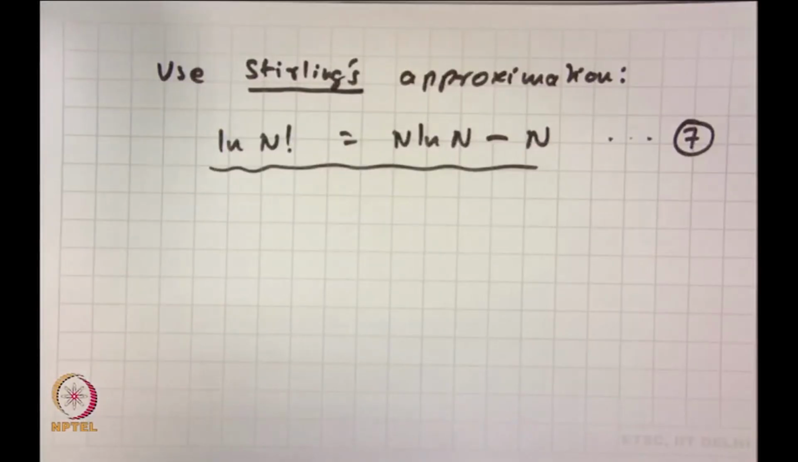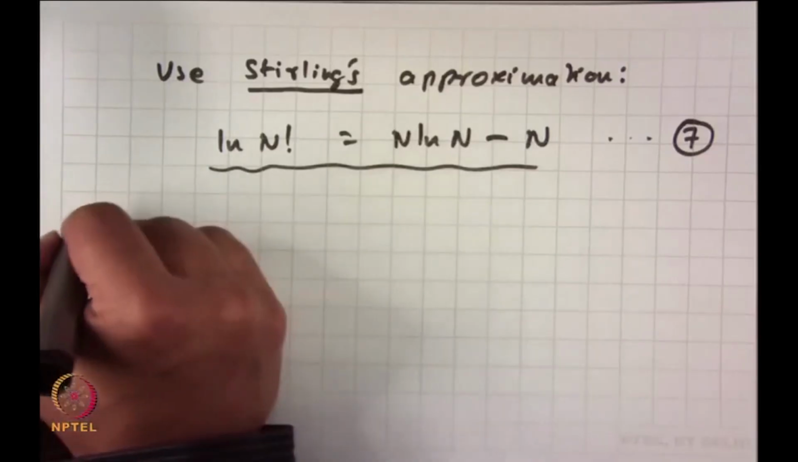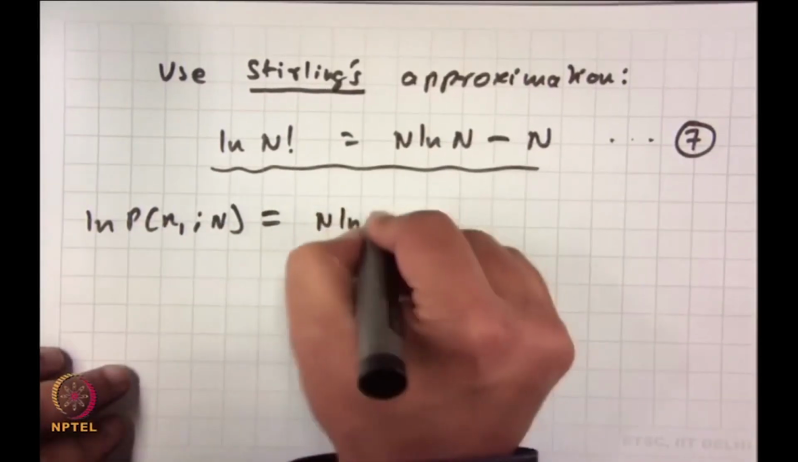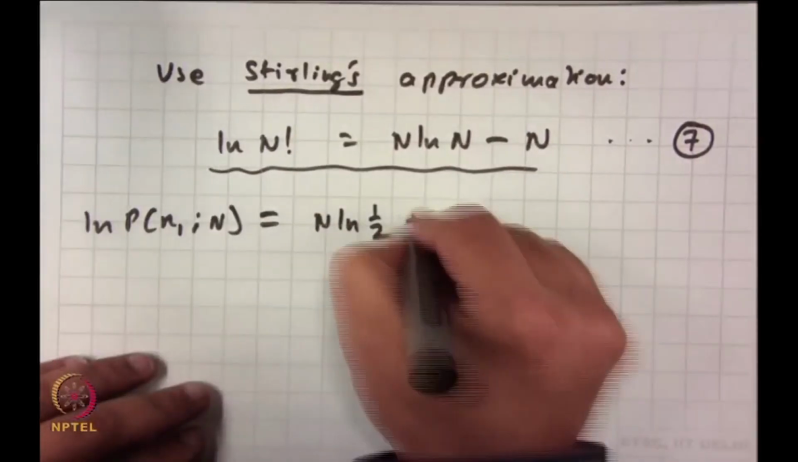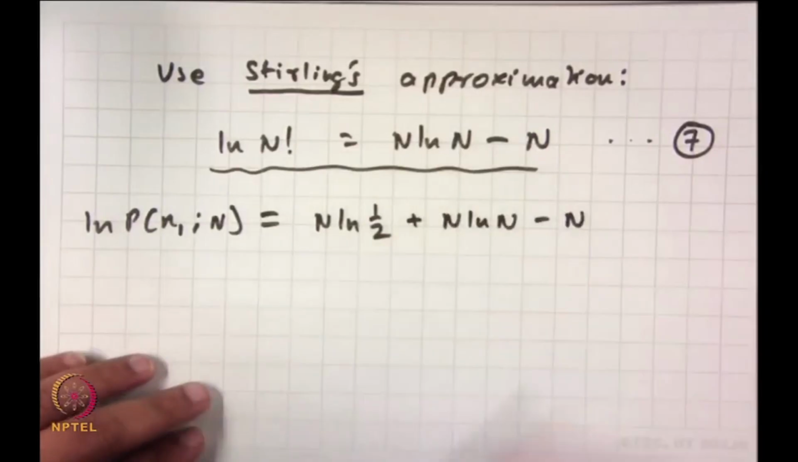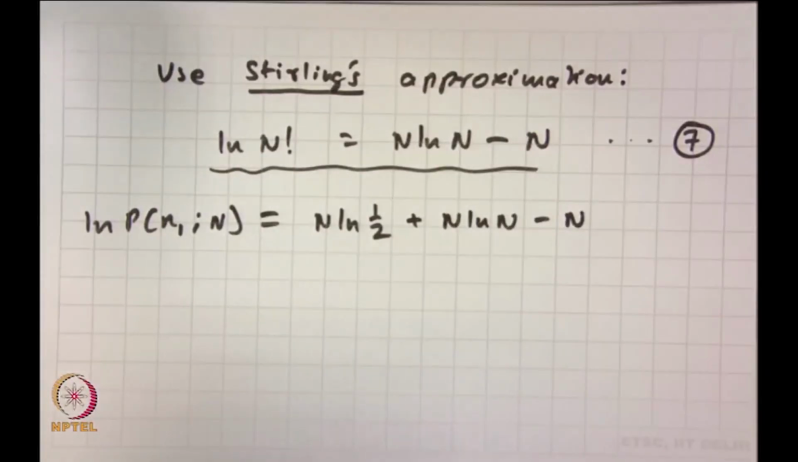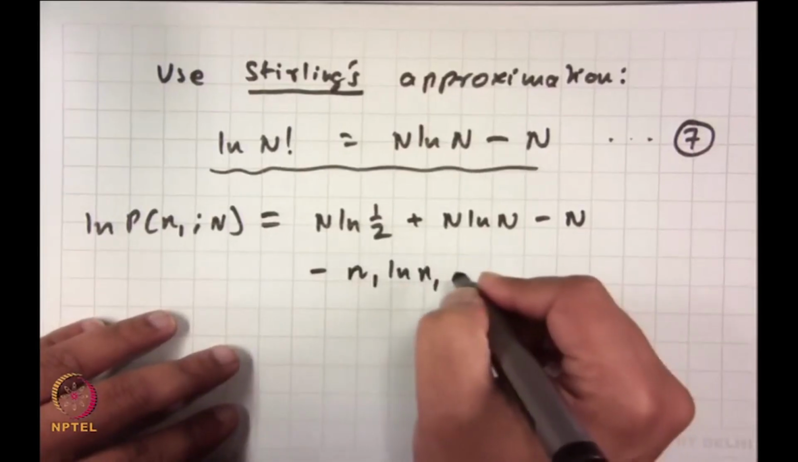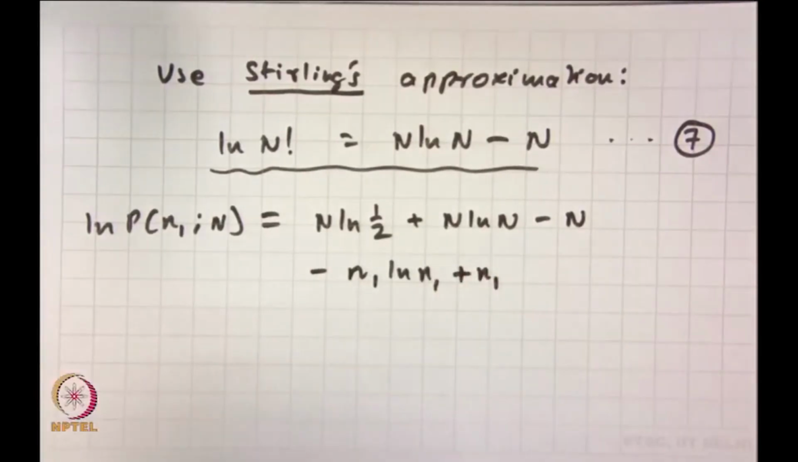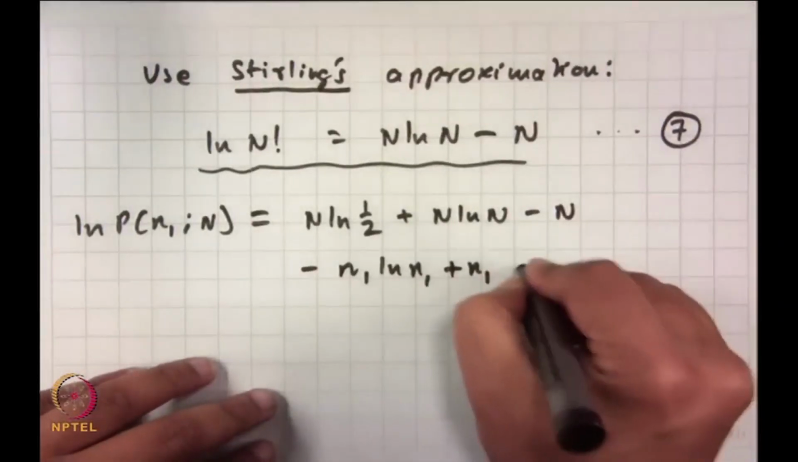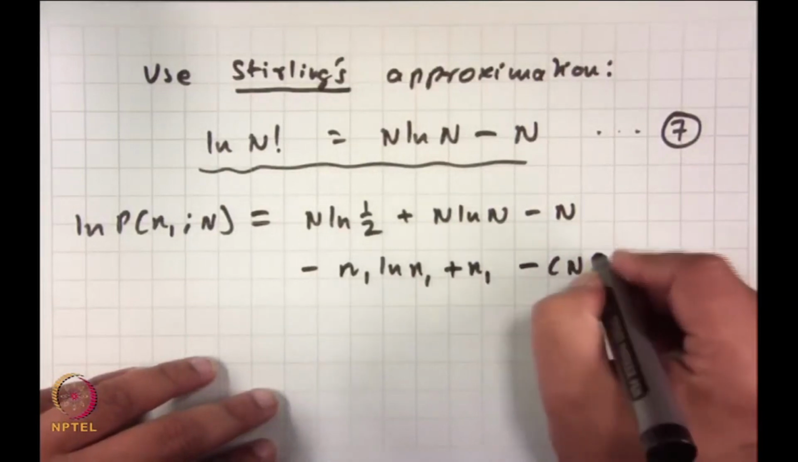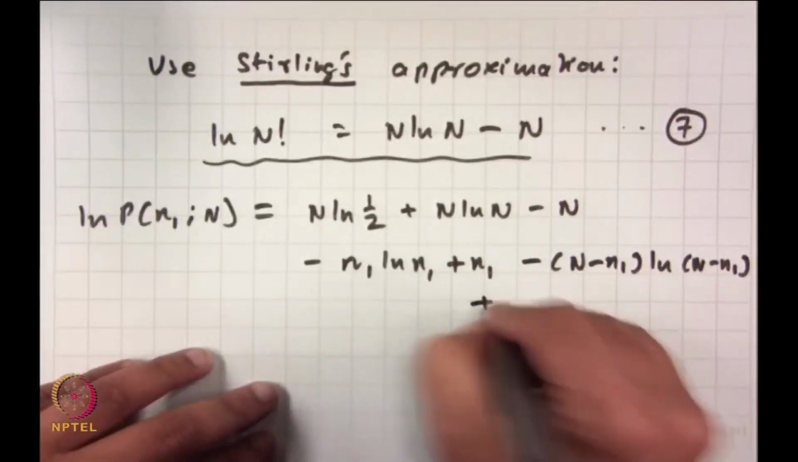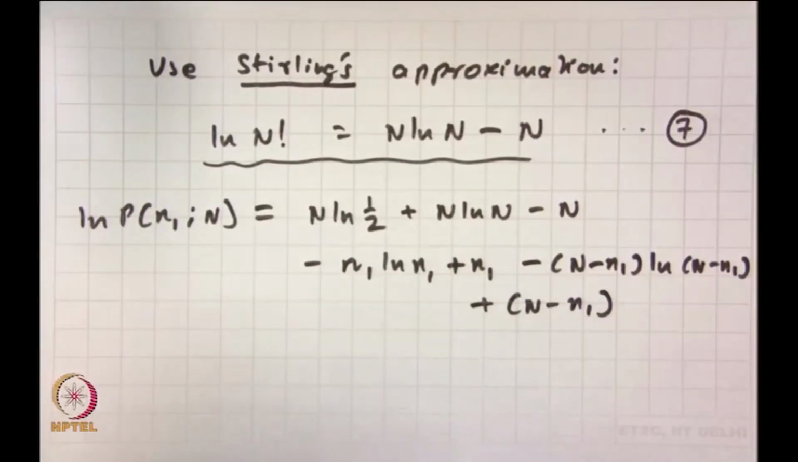Right. So, we take this and we put it back in our equation number 6, then we get ln p is given by, the first one stays as it is, N ln half. Now, what are the next ones? We get now N ln N minus N. Now, the next one has a negative sign. So, what should I write now? The first one should be minus n1 natural log n1, then plus n1, and then I would be having minus N minus n1 natural log of N minus n1, the next one is plus N minus n1.